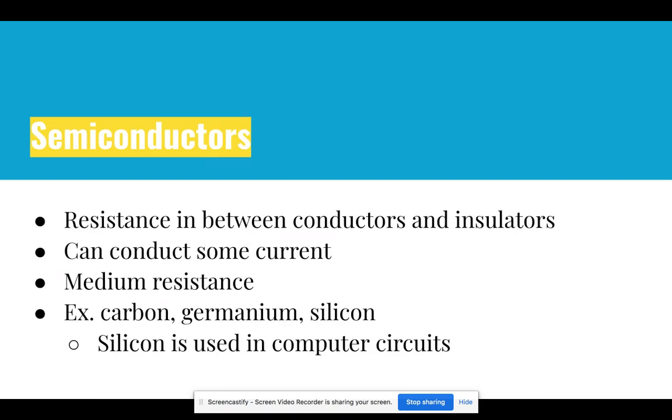Then we've got semiconductors. They kind of are exactly what they say, semiconductors. So resistance in between a conductor and an insulator. They can conduct some current. They're medium resistance. Examples, it says, are carbon, germanium, silicon. And silicon is used in computer circuits. So these are used where you just want a small amount of current going through. They allow current to flow through. They don't heat up quite as much as things that are high resistance. So they're medium. They're kind of in between there.